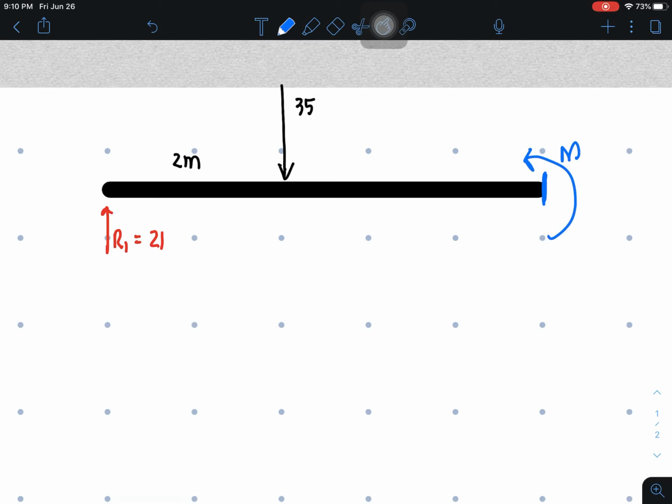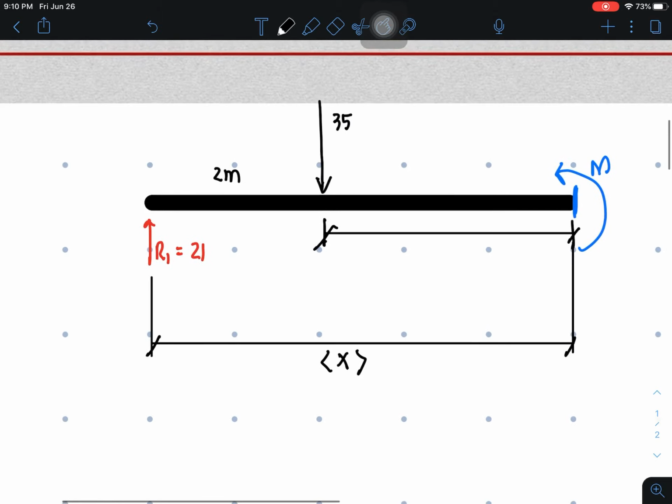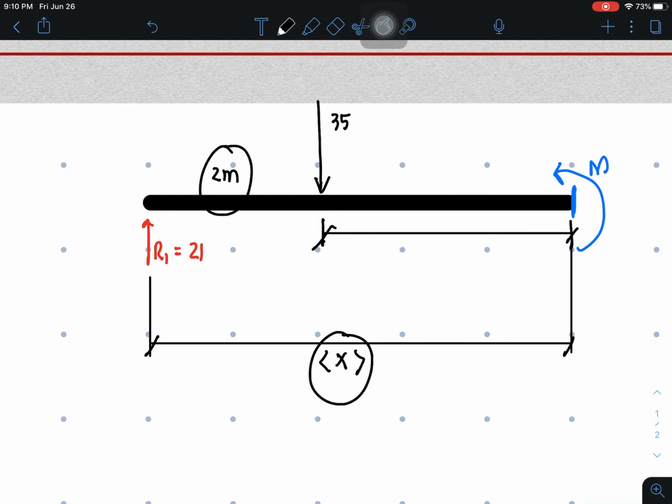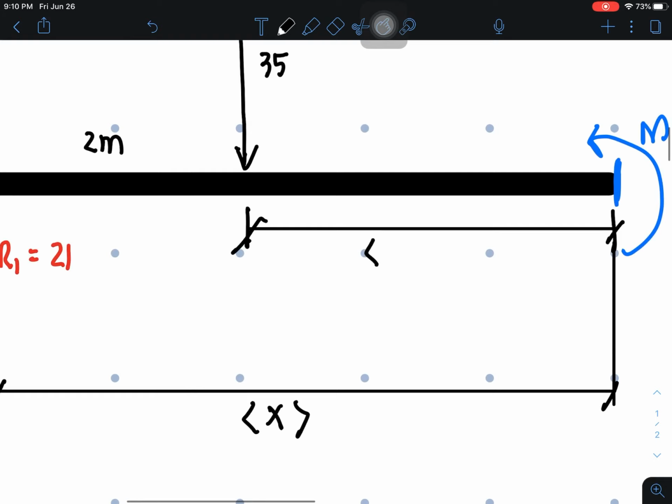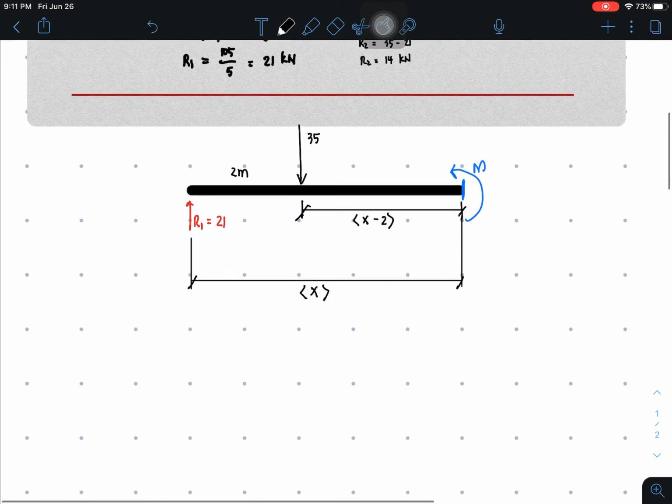So at our point of cutting, let us express the distance from this point to the rightmost side, and this is the function of Rx. And then here, this is not 3 meters anymore, but rather the subtraction of x and 2. So it's going to be x minus 2. There. So we're now ready to formulate the moment equation.